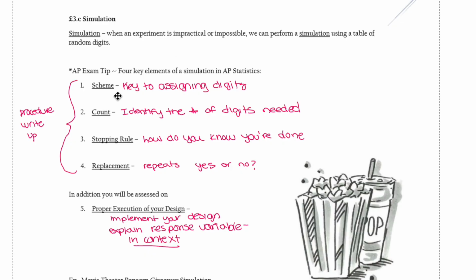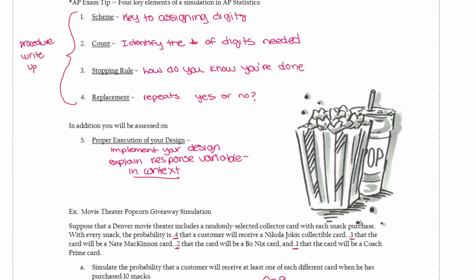First is scheme, how you assign digits to outcomes. Second is count, how many digits you read each trial. Third is stopping rule, when you stop. Fourth is replacement, whether digits can repeat.